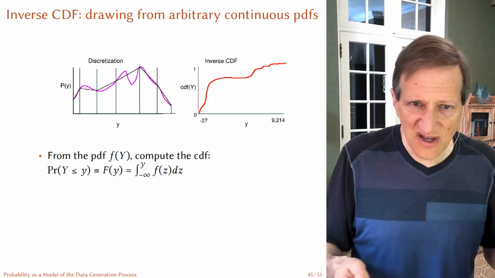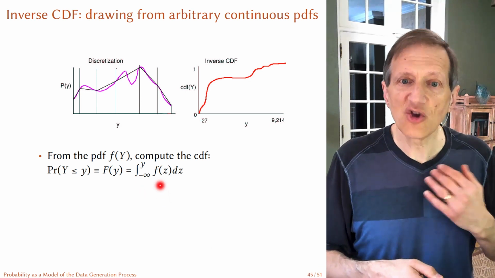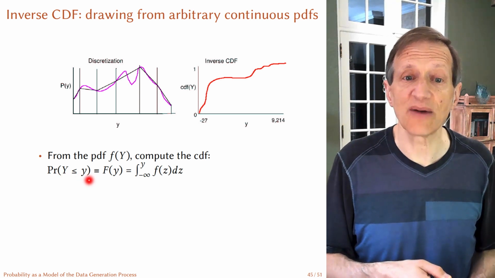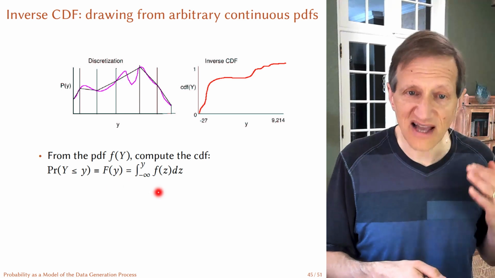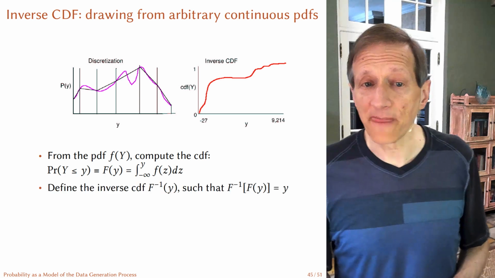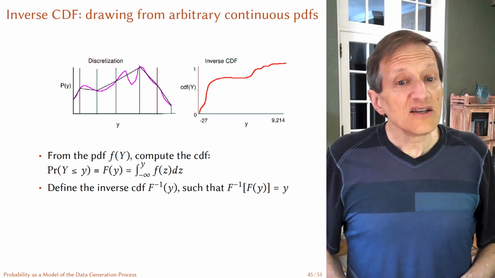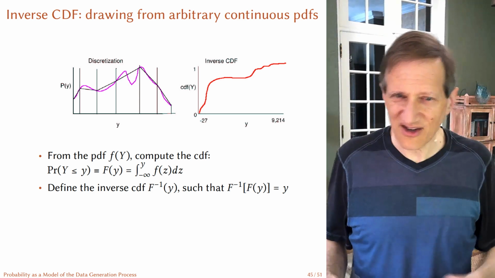So the cumulative density function always tells you the probability that y is less than or equal to some value. So this F of y is the probability that y is less than or equal to little y. That's what it always is. Okay. So first we calculate that. You have to do it analytically. Second, we define the inverse CDF, okay, to go backwards.